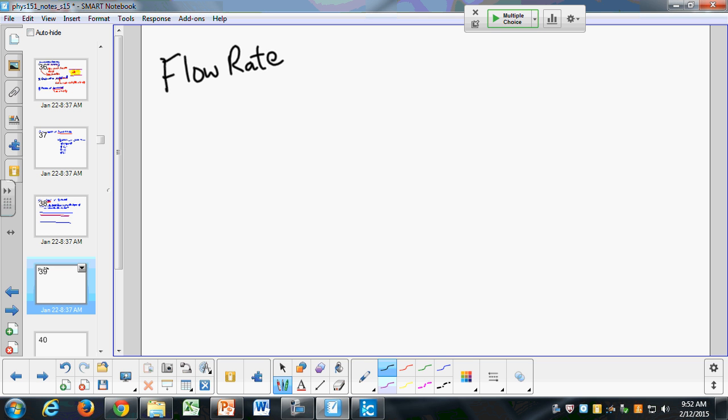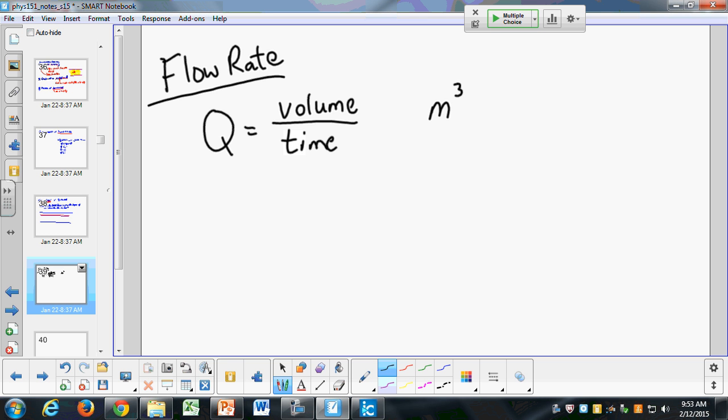All right, so when we talk about flow rate, we're going to use the variable Q for flow rate, and we're going to define this flow rate as a rate of volume over time. So what volume of fluid passes a point in a given amount of time. And since volume has units of cubic meters in the SI system, and time has units of seconds, then our SI unit for Q will be meters cubed per second.